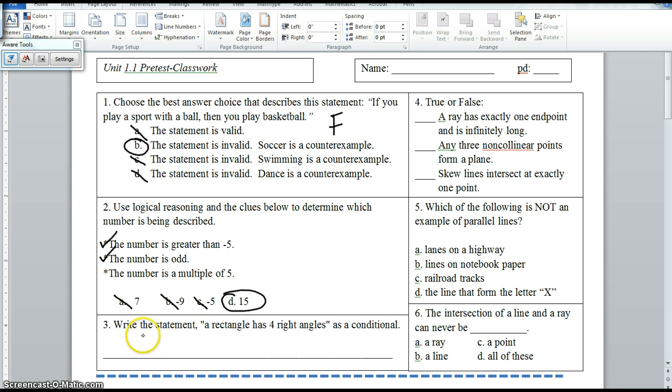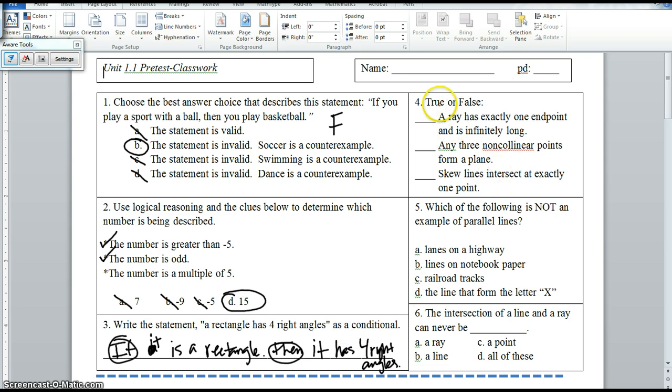Number 3, write a statement. A rectangle has 4 right angles as a conditional. So a conditional statement: if a rectangle, if it is a rectangle, sorry, want to be grammatically correct, if it is a rectangle, then it has 4 right angles. Okay, all we added was the word if and the word then.